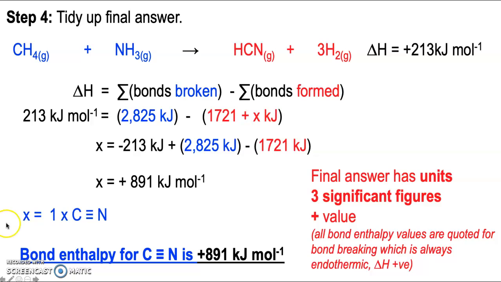The question doesn't finish there. It's important that you give your answer in full, and so while X is representing the carbon triple bond nitrogen, it's important you finish your answer by saying the bond enthalpy for the carbon triple bond nitrogen is plus 891 kilojoules per mole. Notice I've got my units in, I've got my 3 sig fig, and I've got my plus symbol, and all bond enthalpy values are quoted for bond breaking, so they're always positive values.